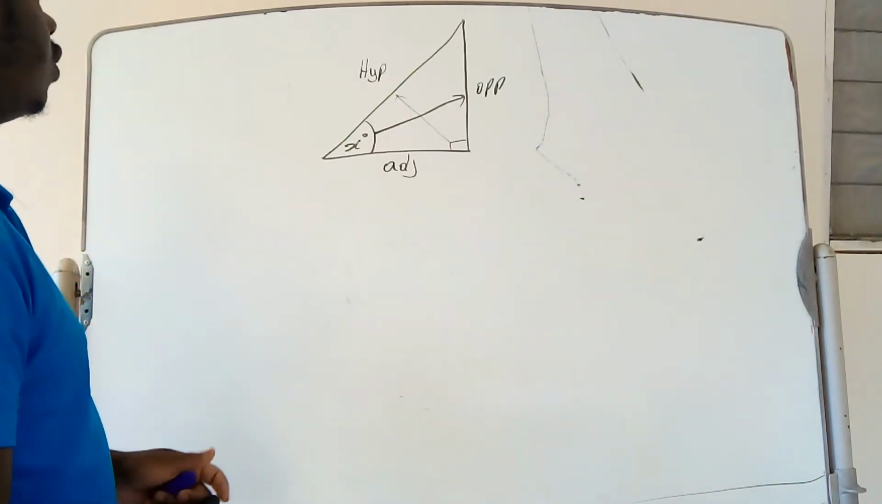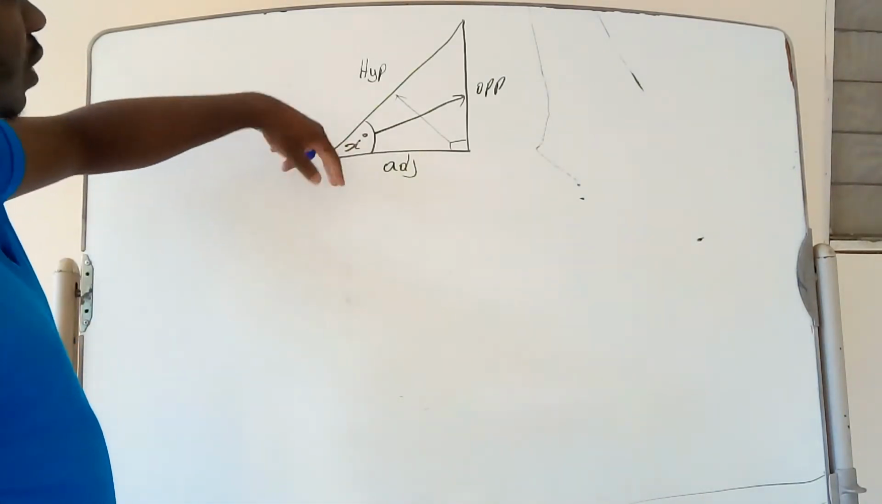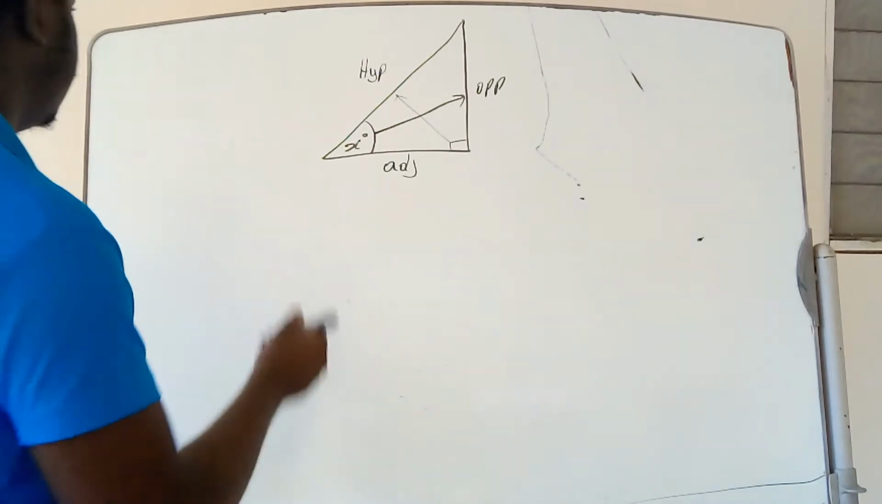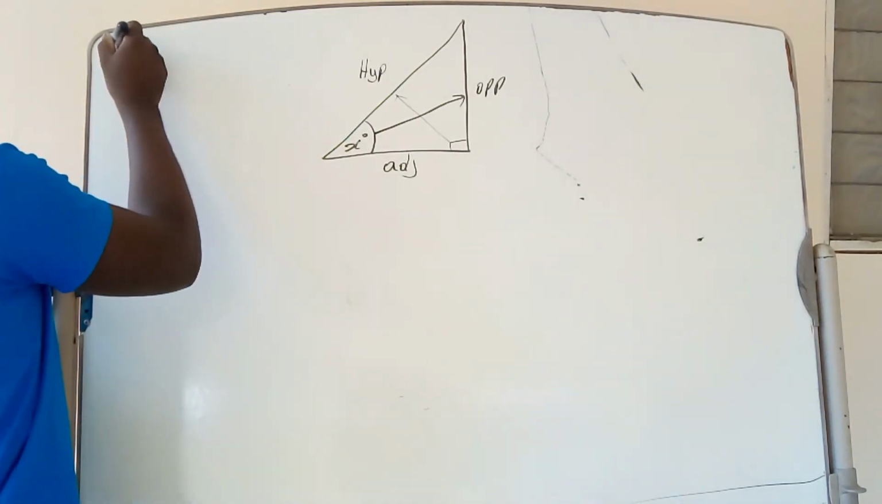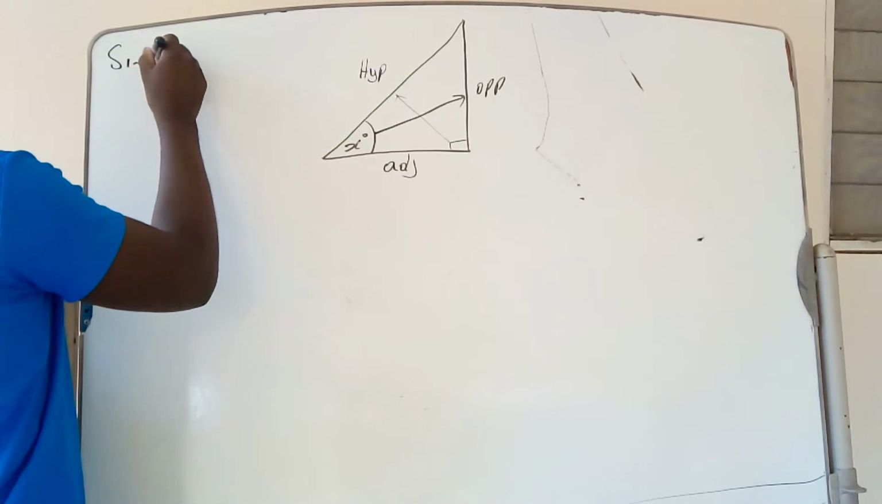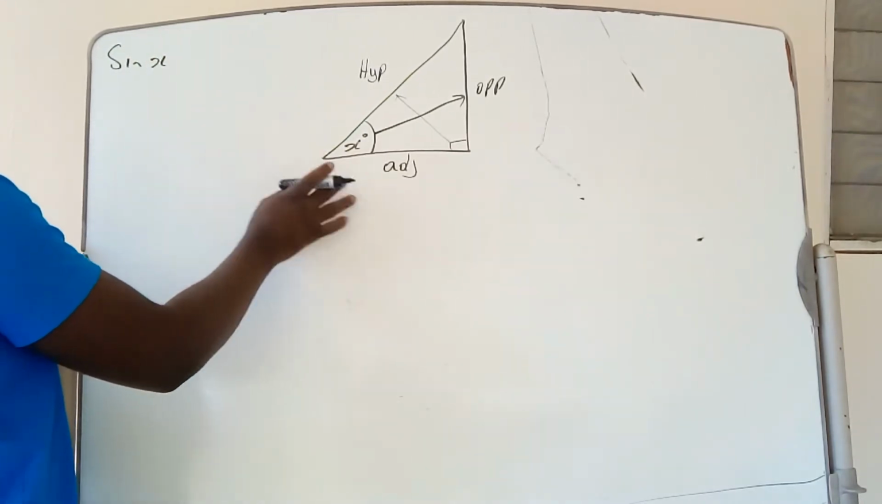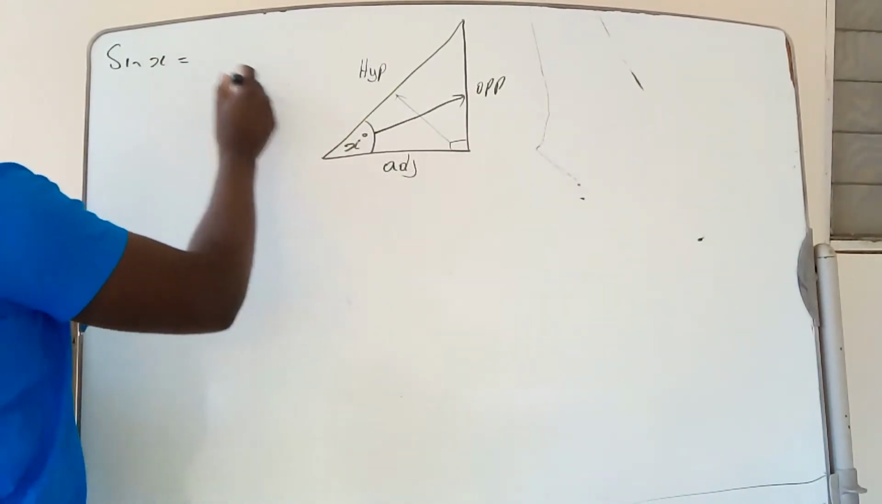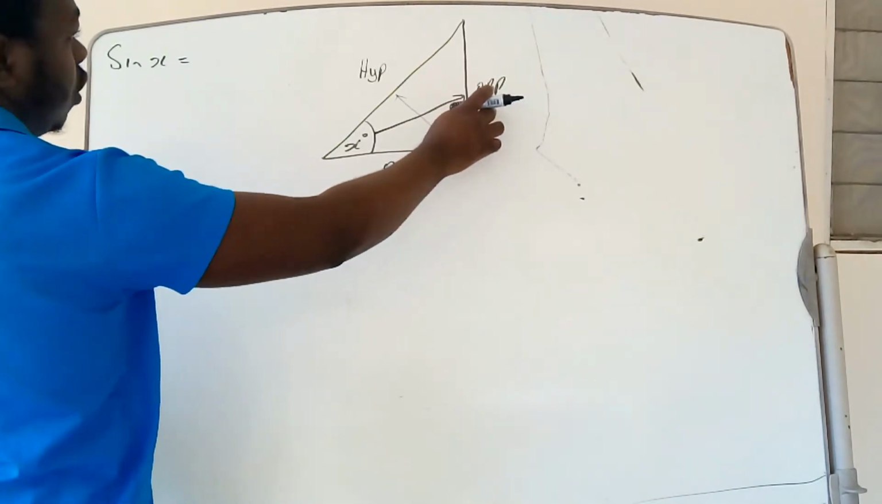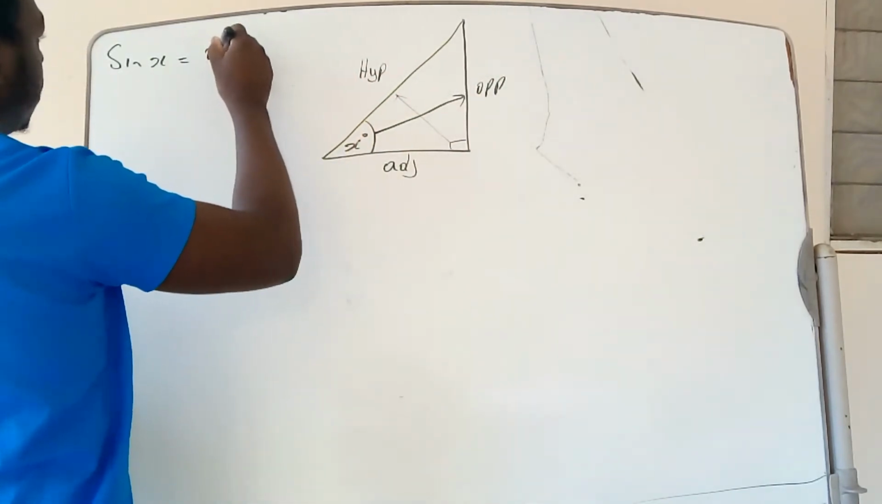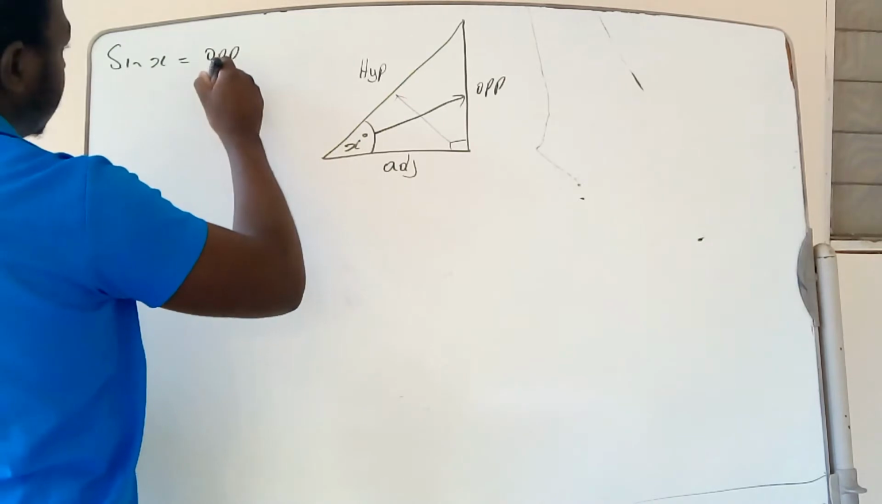Now, we're going to write down the ratios that are associated with the right angle triangle. The first one we're going to look at is sine x. What does sine x equal to here? Sine x would equal the opposite over the hypotenuse. So that's just the opposite over the hypotenuse.